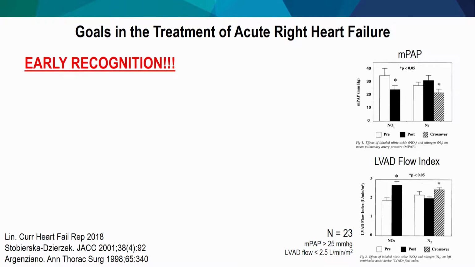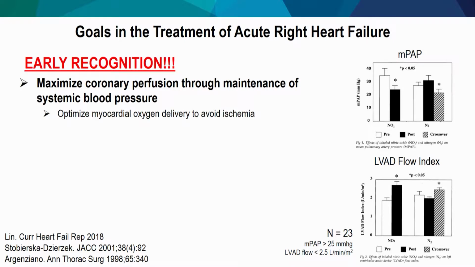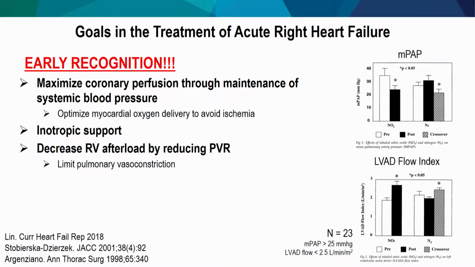So as it relates to the goals of treatment, we've heard it time and time again in the management of shock. It's early recognition, early resuscitation, maximizing perfusion of the RV, avoiding hypotension to avoid ischemia of the right ventricle, inotropic support to maintain end organ perfusion and function, and decrease in RV afterload if there's evidence of elevated PVR.